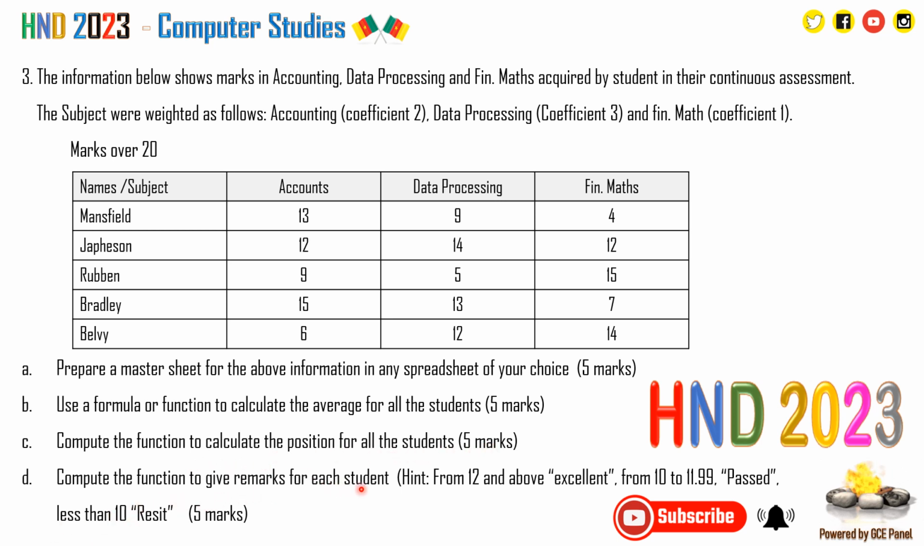And compute the function to give the remarks. Any mark of 12 or more, excellent. 10 to 11.99, passed. Less than 10, referred. So let's see how we are going to do this.